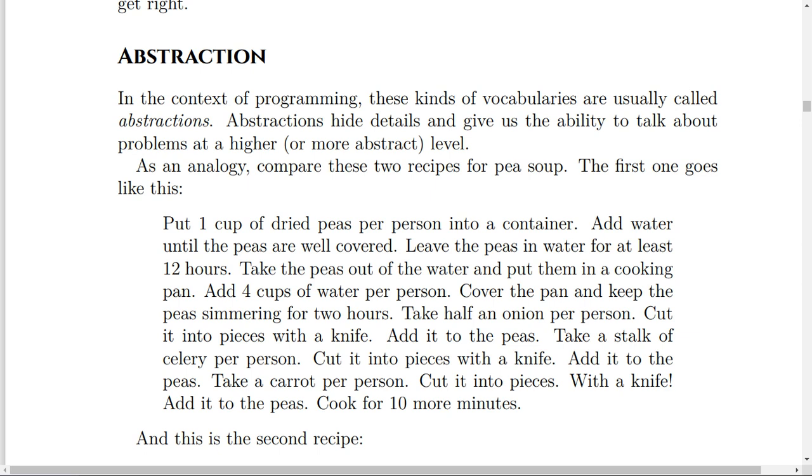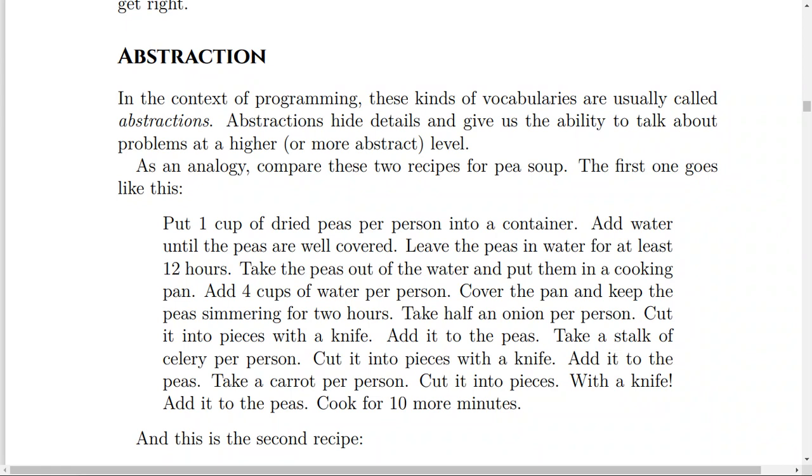As an analogy, compare these two recipes for pea soup. The first one goes like this: put 1 cup of dried peas per person into a container and add water until the peas are well covered, and leave the peas in water for at least 12 hours. Take the peas out of the water and put them in a cooking pan and add 4 cups of water per person, and cover the pan and keep the peas simmering for 2 hours.